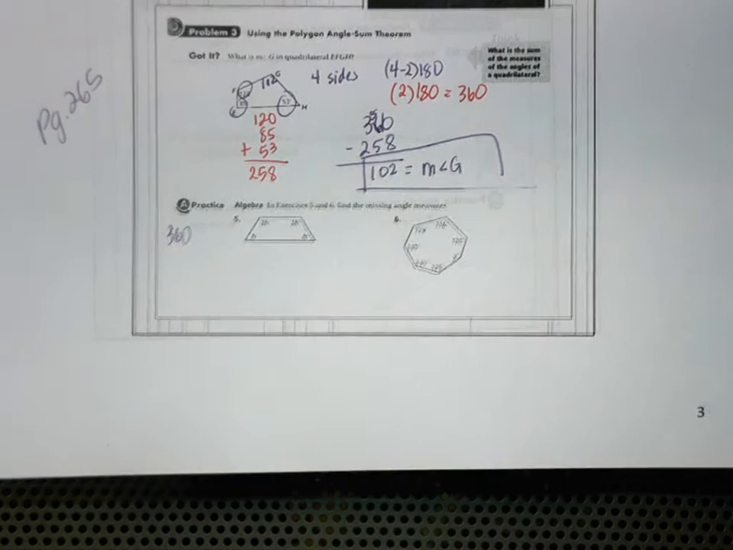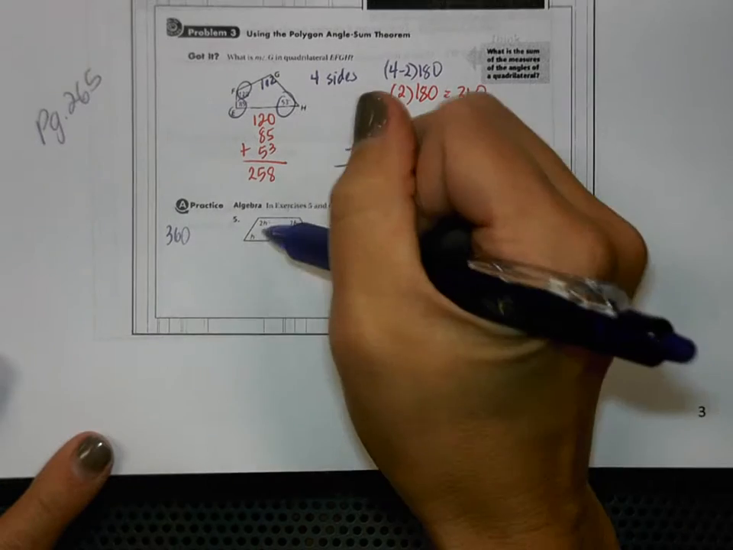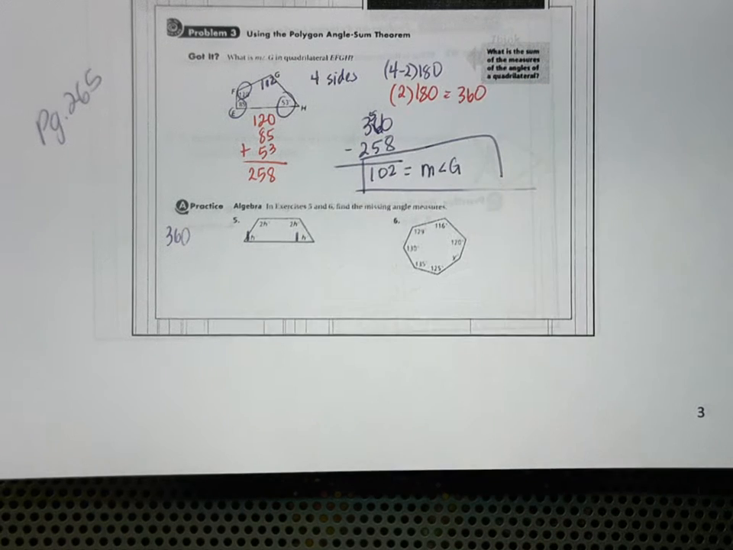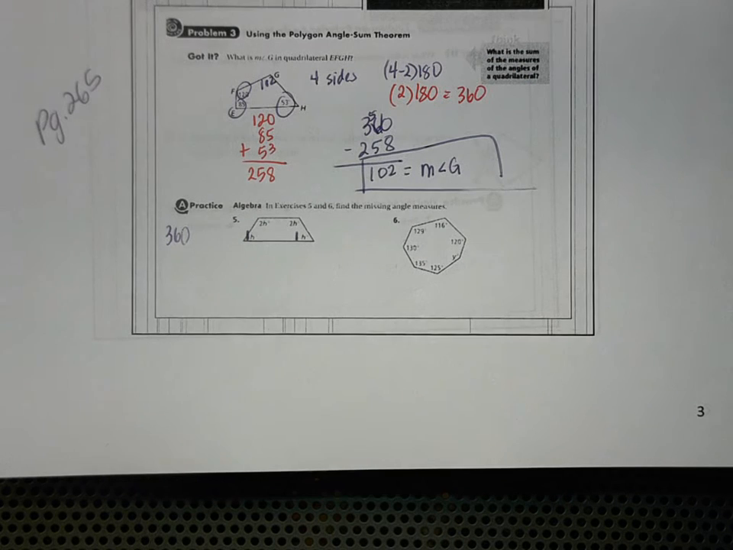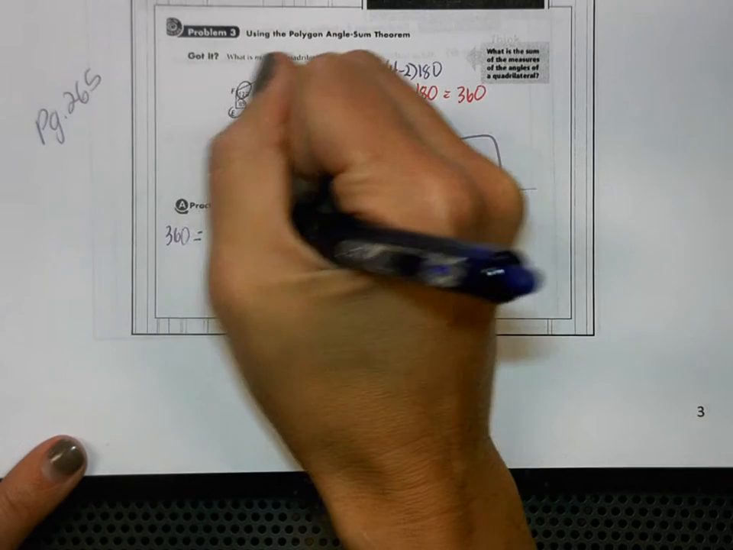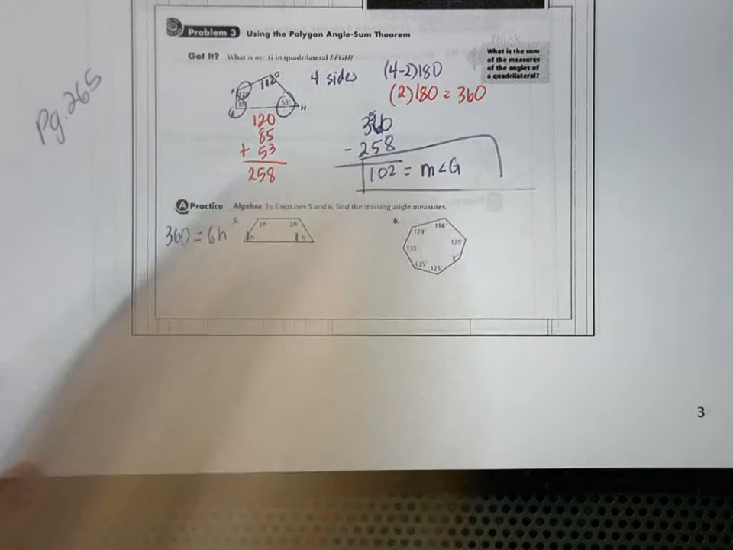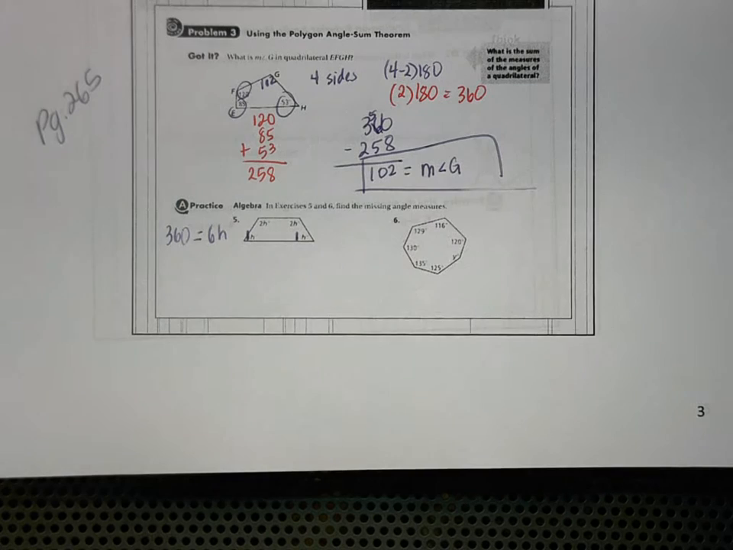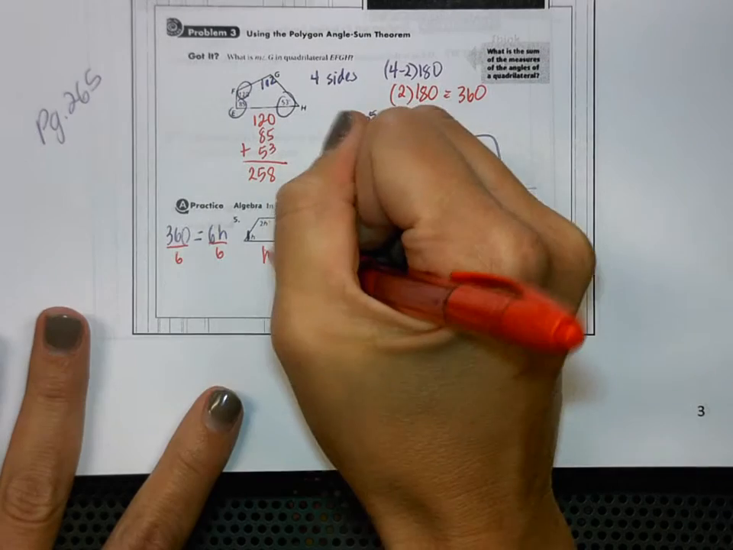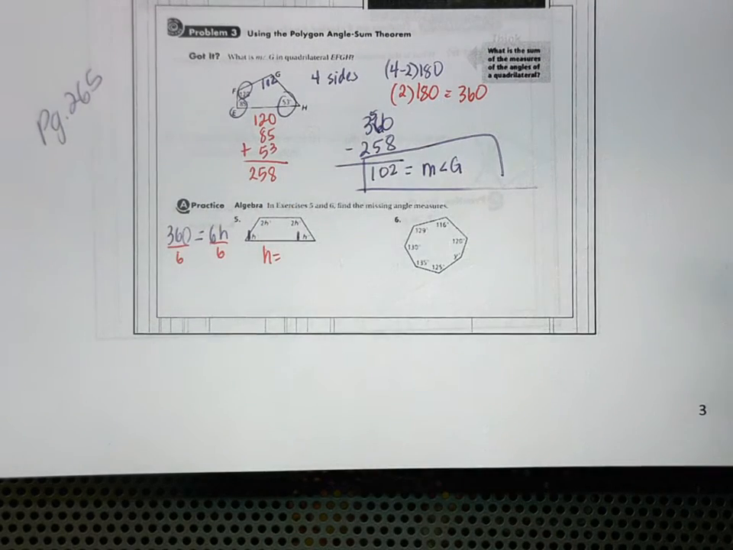Now, if we add each of these angles together, if the h doesn't have a number, it has a 1. So if we add 2h plus 2h plus h plus h, how many h's? Good. 6h is correct. So 360 equals 6h. What would I do to solve for h? Good. Divide by 6. And we get h equals what? 60.